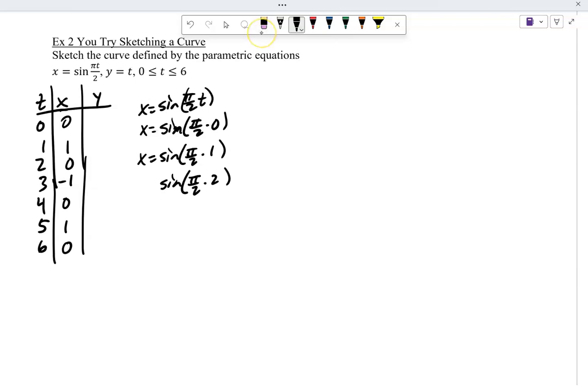Now let's do the y. Notice the y is just t. So if I let t be 0 again to start out, y is just 0. Then I'll let t be 1. y is just 1. And so on. And so there's our points, right? I got 0, 0, 1, 1, 0, 2, and so on. I'm going to graph those.